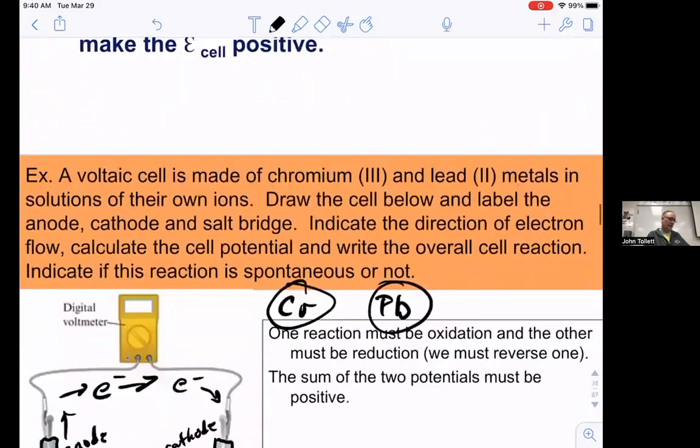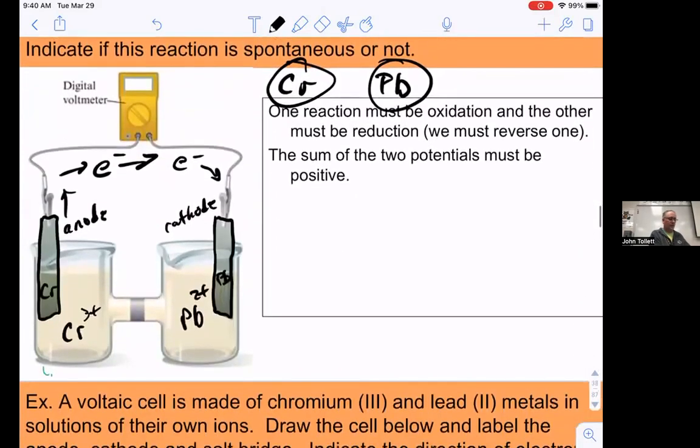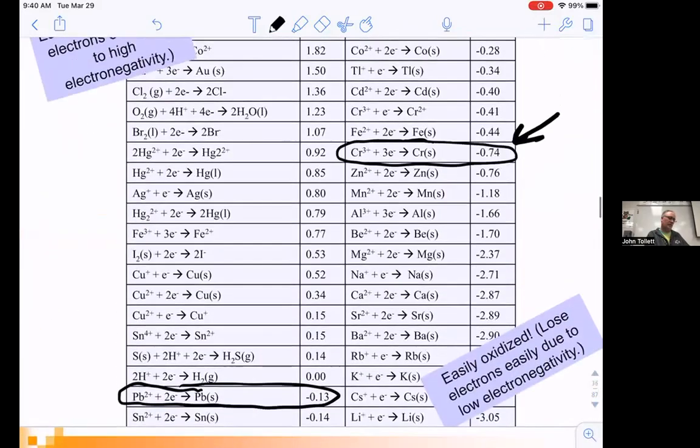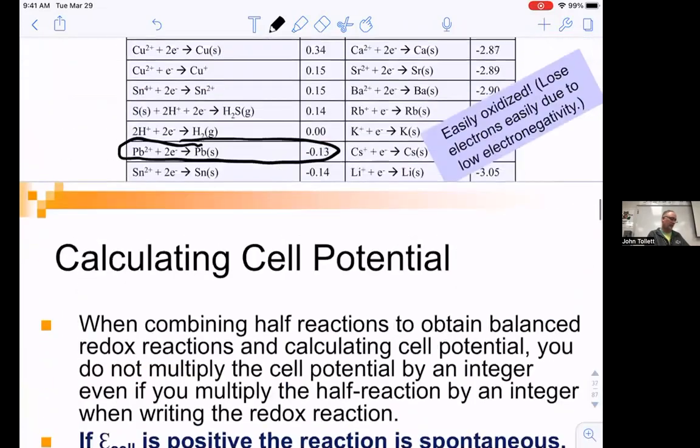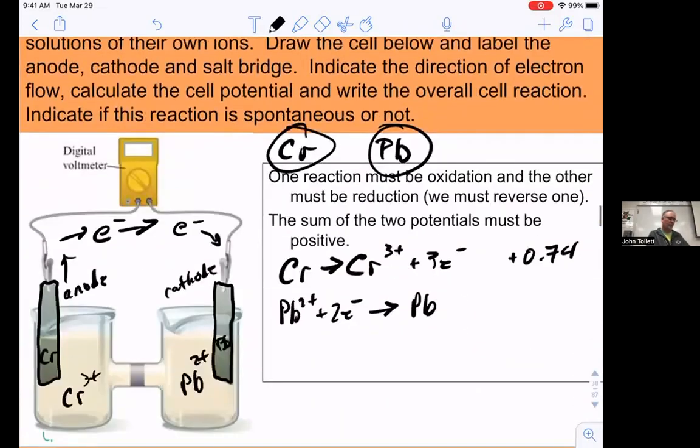So let's go write those half reactions here. What I'm saying is that the chromium is actually going to lose electrons and become Cr3+ plus 3 electrons. And I think that value was 0.74. It's now positive because I flipped it, so it's positive 0.74. And the other one is going to be the lead ions as written in there, plus 2 electrons, will give me elemental solid lead. I think that was 0.13. Yeah. So it's negative 0.13.